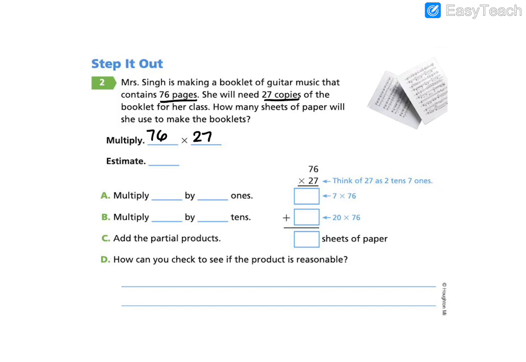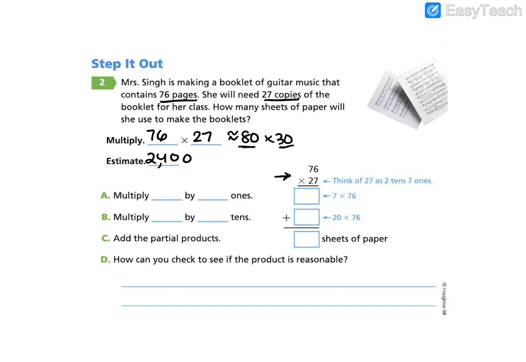Okay, so if we estimate, this is going to be about 80 times 30. 8 times 3 is 24. So 80 times 30 would be 240. But really it's 8 tens times 30. So 2,400.